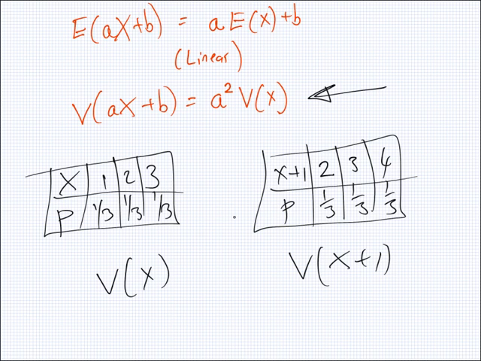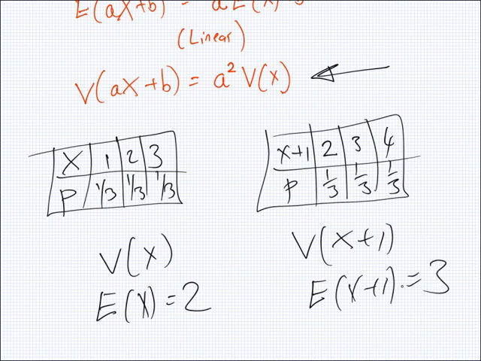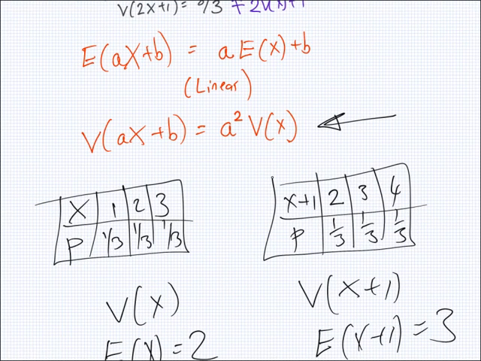The expected value won't be the same. The expected value here, you could work it out, it works out to be 2. And likewise, the expected value here should be 2 plus 1. Should work out to be 3. So it's nice you have these shortcuts here. Let's actually do a proper example now. So you definitely need these rules.